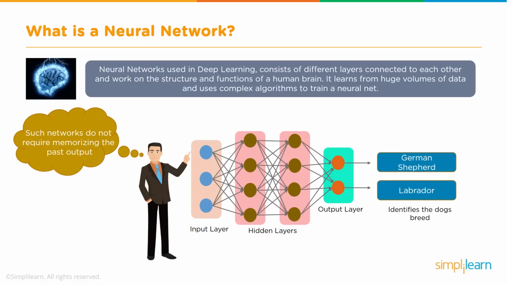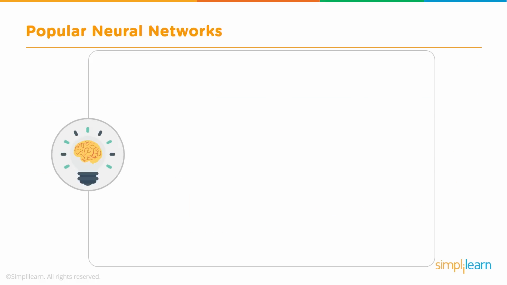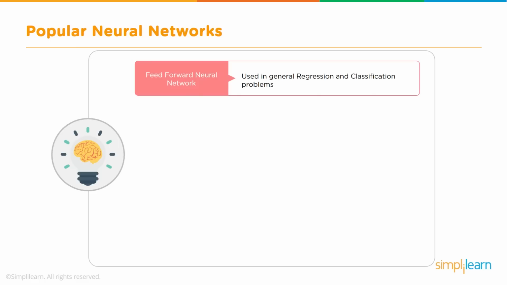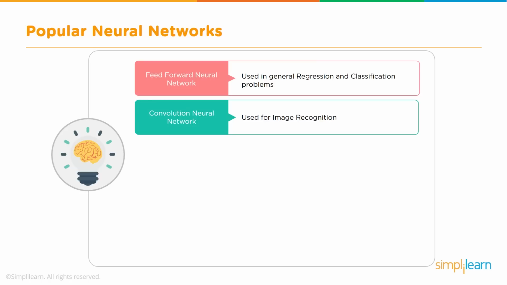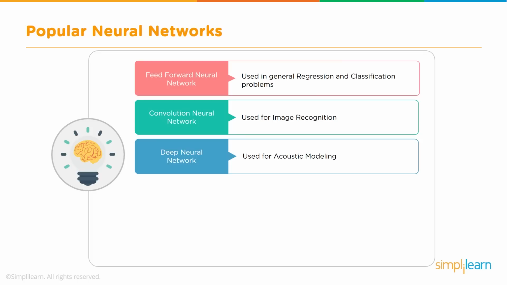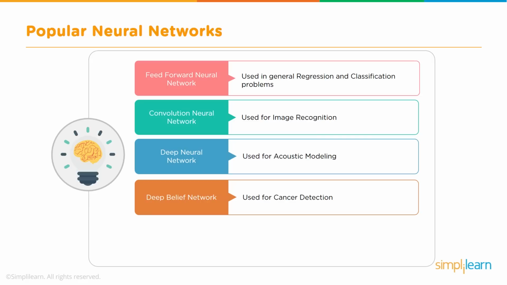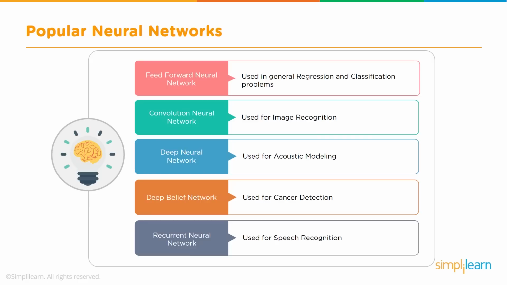So as we're looking at this, we're going to change it up a little bit. Before we cover that, let's talk about popular neural networks. First, there's the Feedforward neural network, used in general regression and classification problems. And we have the convolution neural network, used for image recognition. Deep neural network, used for acoustic modeling. Deep belief network, used for cancer detection. And recurrent neural network, used for speech recognition. Now, I've taken a lot of these and mixed them around a little bit, so just because it's used for one thing doesn't mean it can't be used for other modeling.